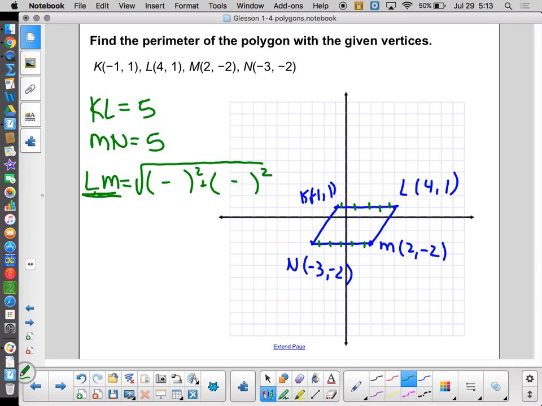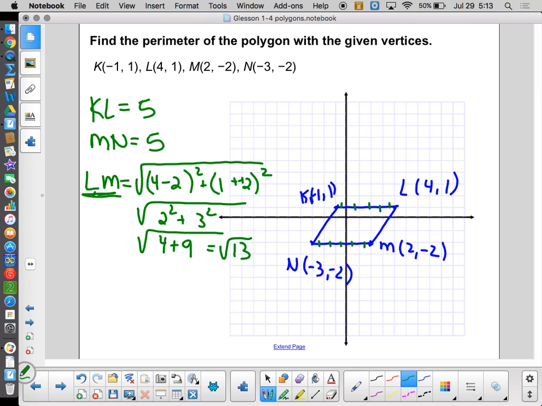The x-coordinates for L and M are 4 and 2. The y-coordinates are 1 and -2. So that's 4 minus 2 is 2 squared. 1 plus 2 is 3 squared. Notice my distances were 2 and 3, so 4 plus 9, or the square root of 13.